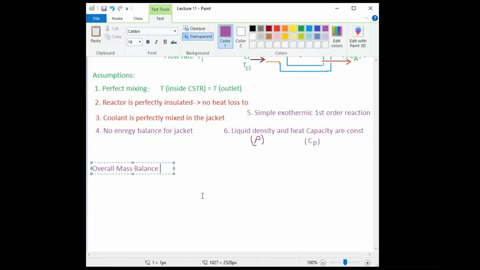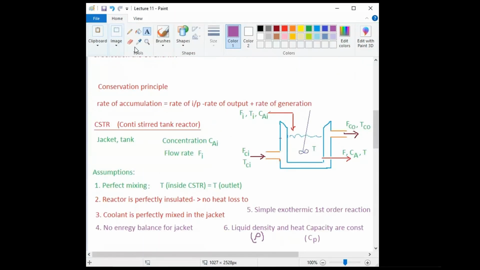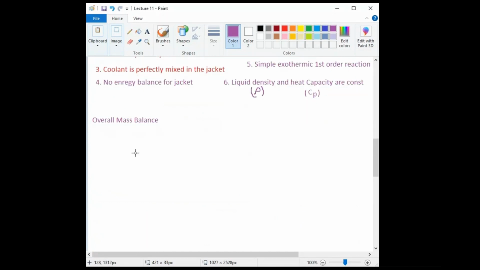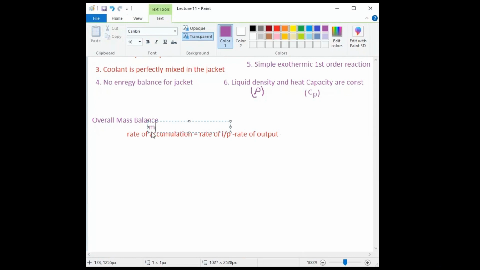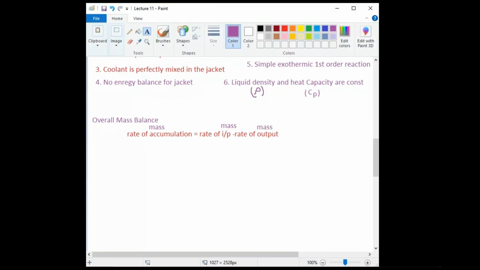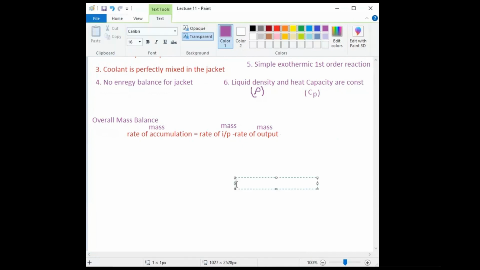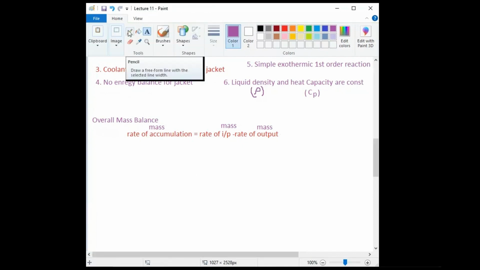Overall mass balance equation. Because we are writing only the mass balance, we will have: rate of mass accumulation is equal to rate of mass input minus rate of mass output. Right. So now we can write the equation.